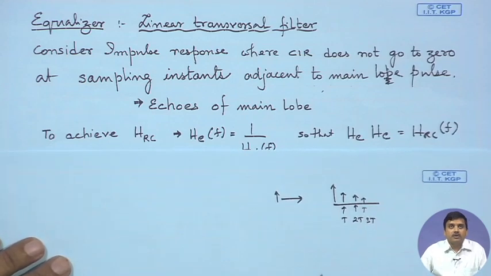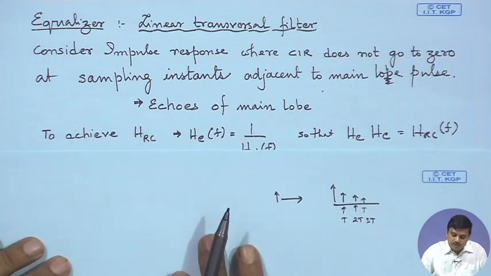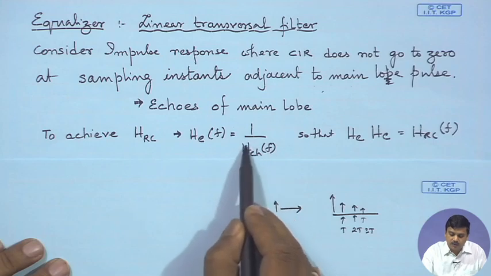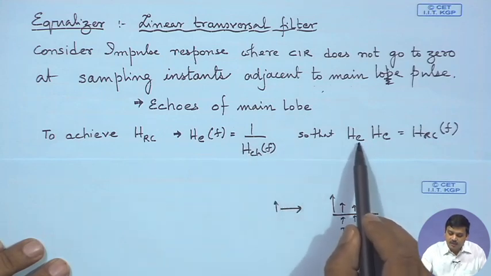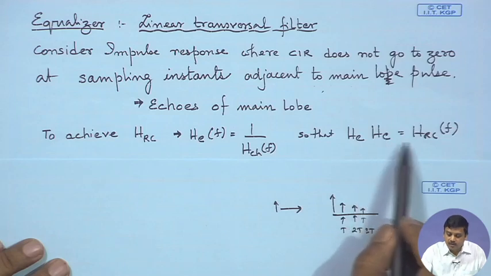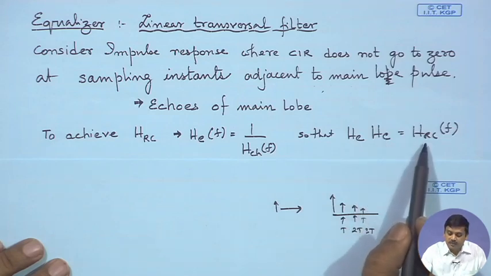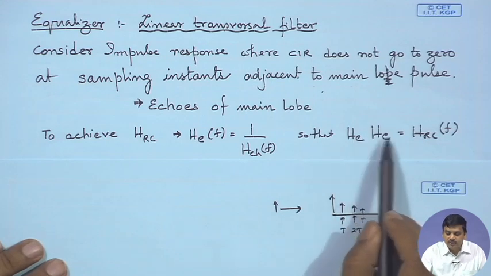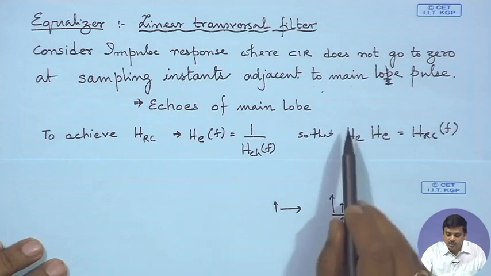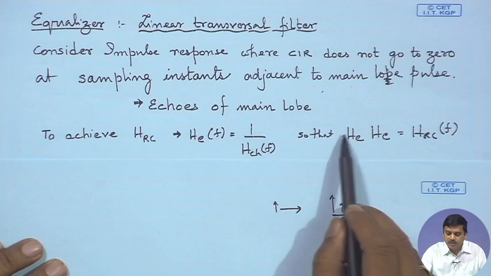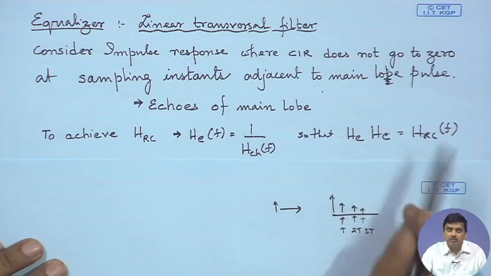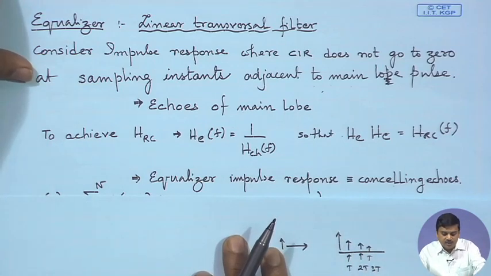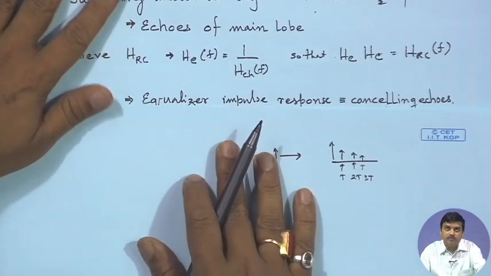To achieve a raised cosine overall transfer function, if we keep the equalizer transfer function as the inverse of the channel transfer function, so that the equalizer times the channel gives a raised cosine, we are satisfied. As we have discussed, the transmit filter can be root raised cosine and the receive filter can be root raised cosine. This would give a transfer function of 1. So, the transmit along with the receive when taken together would give a raised cosine. This equalizer basically cancels all the echoes. We briefly discussed this.